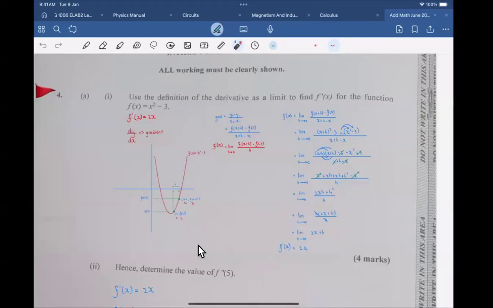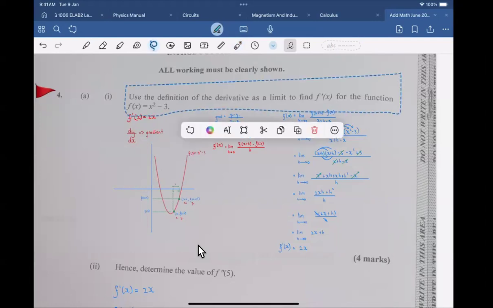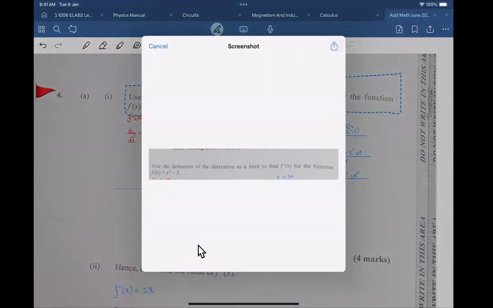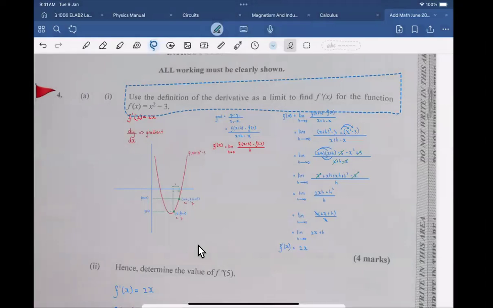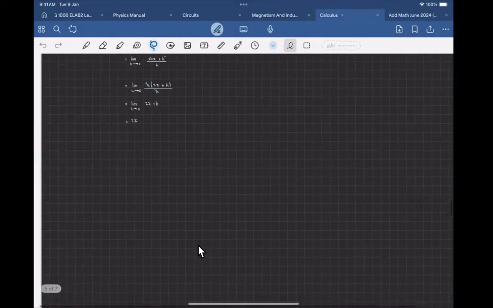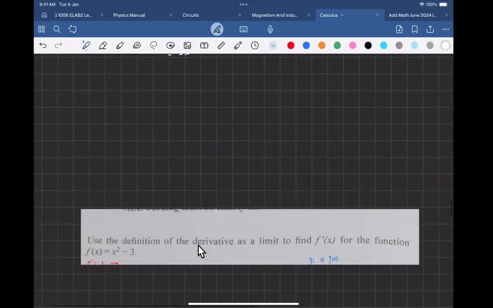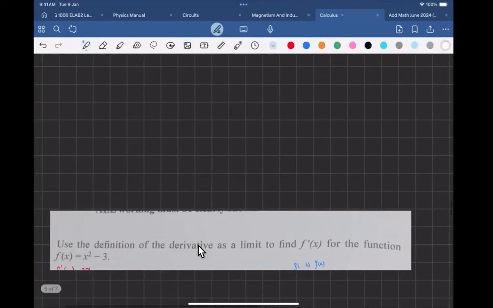But I wanted you to get familiar with how they ask the question, because they wouldn't just say use limits to find it. They will say use the definition of the derivative as a limit to find all that. We need to get in the habit of seeing how they will bring it. So I'm gonna give you all a similar question to this.